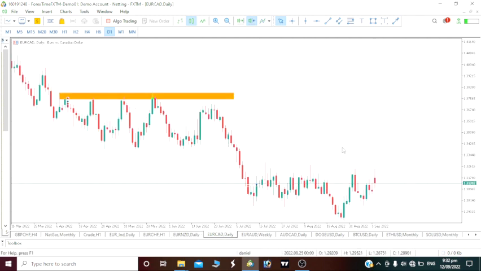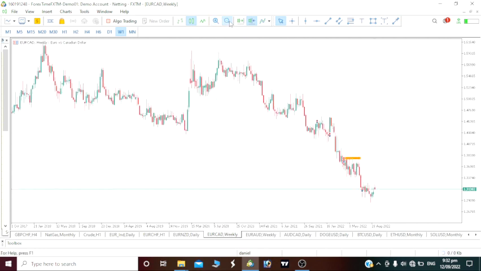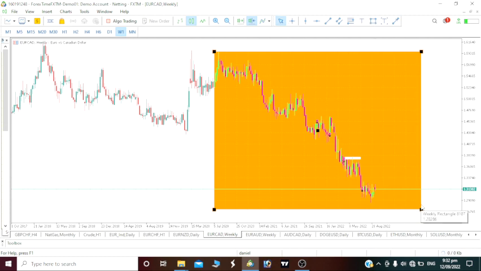Last one we have is our EURCAD. So basically, let's start with the weekly time frame. If you zoom it out, the trend is actually bearish. We are actually moving down on this EURCAD. We saw an impulse move downward, a correction, another impulse move, a correction, an impulse move.